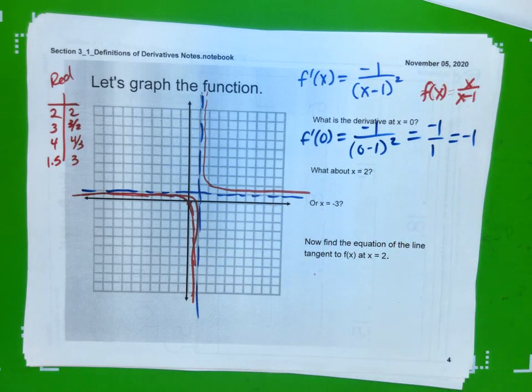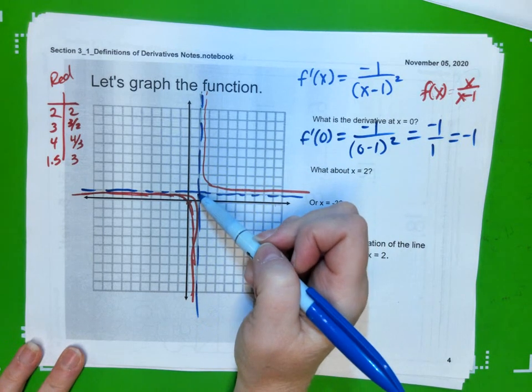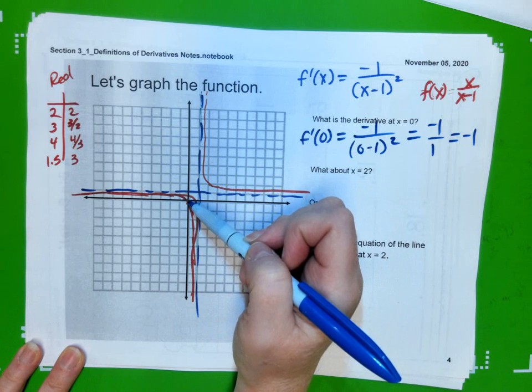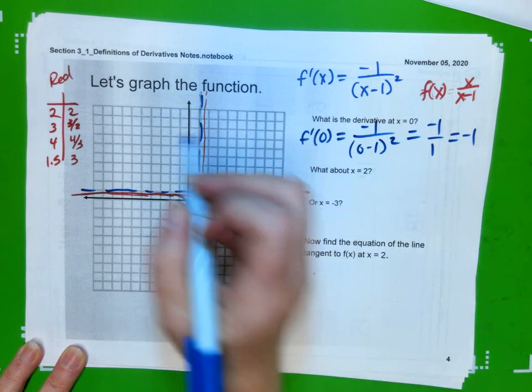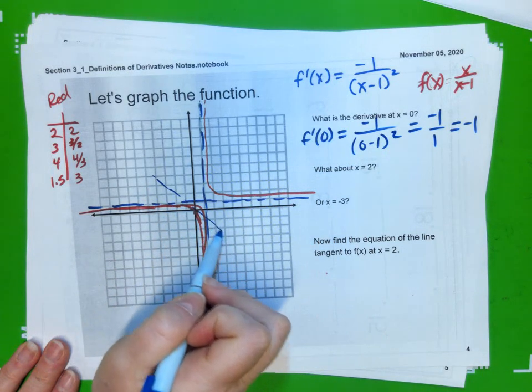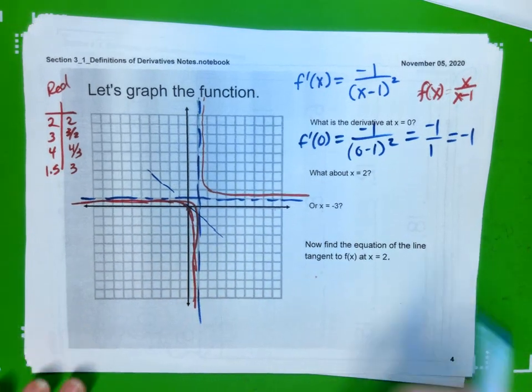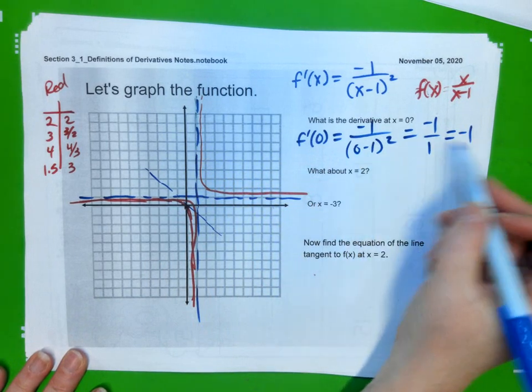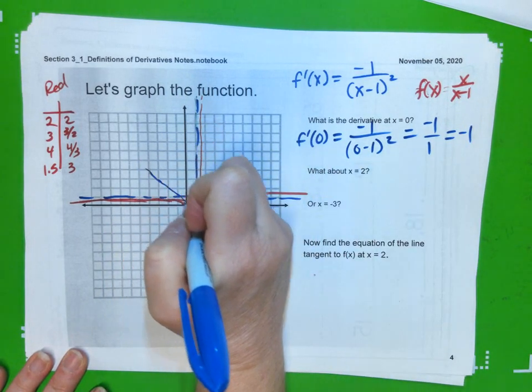So let's look at 0. Here I am at 0, right? It says my slope is negative 1. If I drew a line tangent to my curve at 0, look, the slope is negative 1.